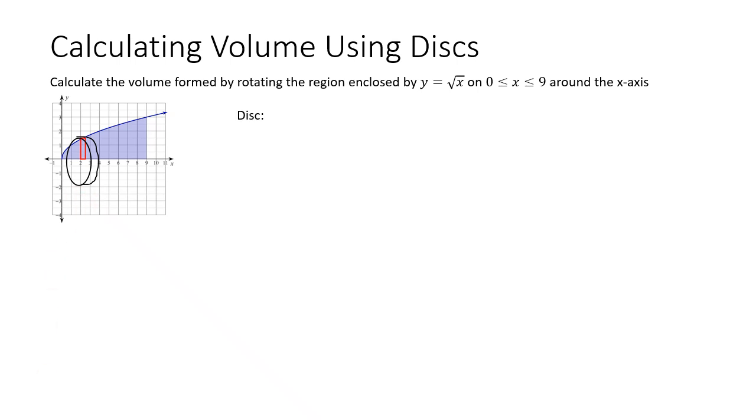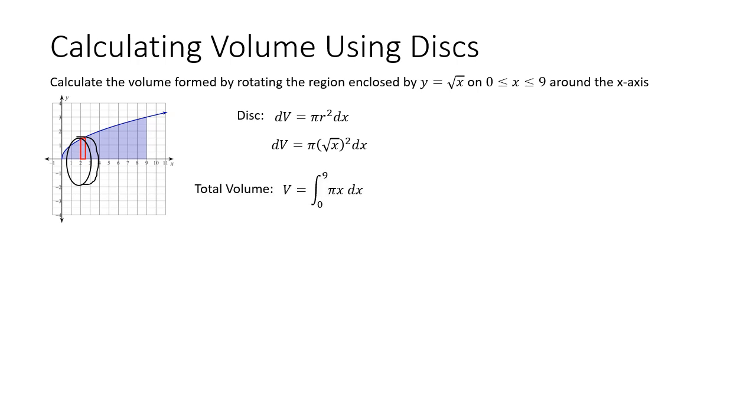Now, in this case, the radius is going to be y, which we notice is equal to the square root of x. So the volume of our disk is going to be dV equals pi r squared dx, because again, we're talking about circular cross sections. And the radius in this case is y equals square root x. And you notice we have dx here, so we want the variable to agree, meaning we're going to write square root x. Now, to find the volume, all we need to do is integrate that.